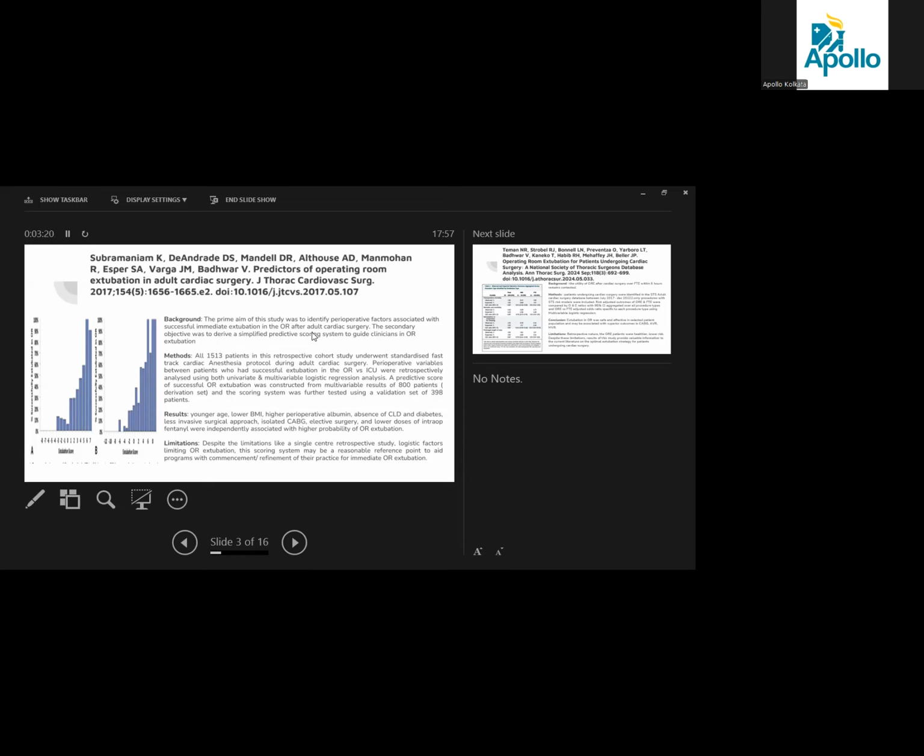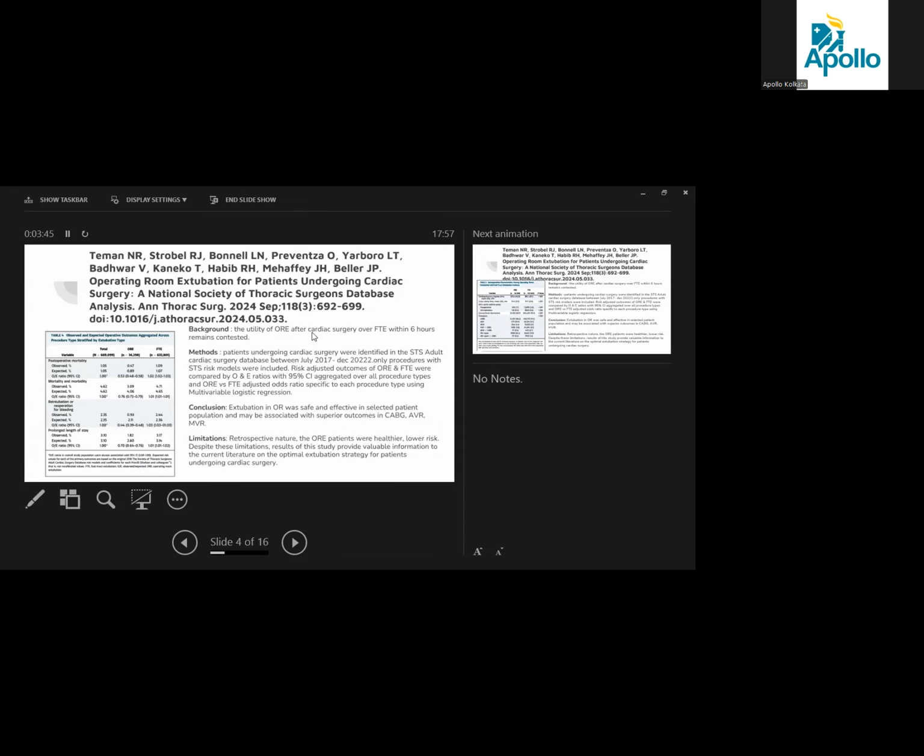So the results of the study were: younger age, lower BMI, higher perioperative albumin, absence of chronic lung disease and diabetes, less invasive surgical approach, isolated CABG, elective surgery, and lower doses of intraoperative fentanyl were independent factors associated with higher probability of OR extubation.